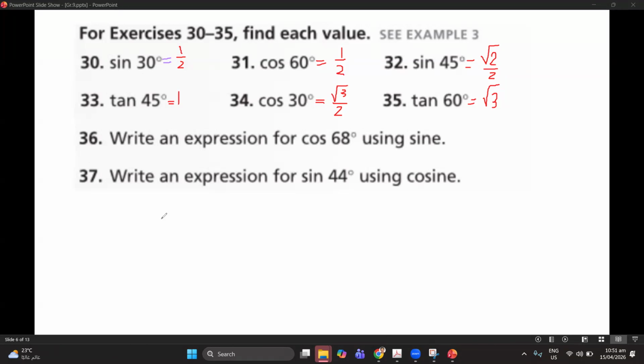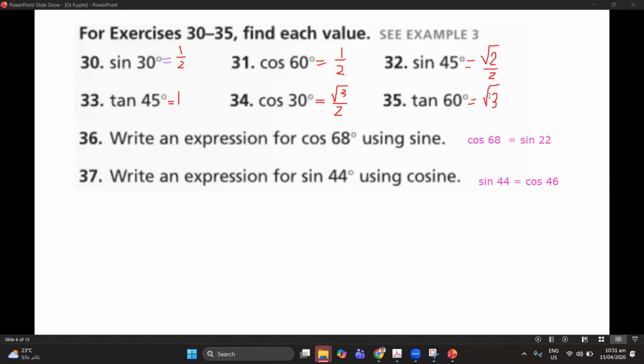Right. Now number 36 here. Write an expression for cosine 68 using sine. So cosine of 68 is sine of 22. Good job. Type the second one. Sine of 44 is the same as cosine of 46. Thank you. Is it clear? Yes.